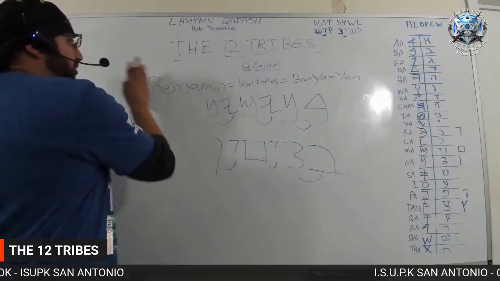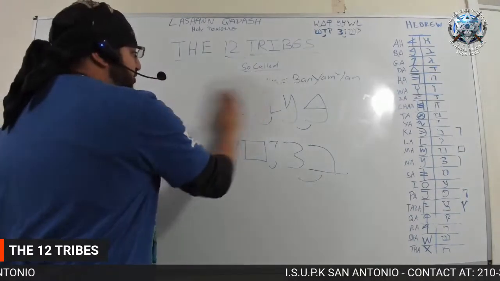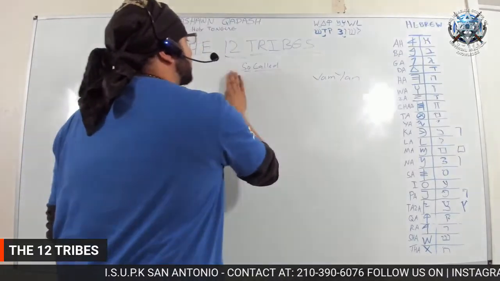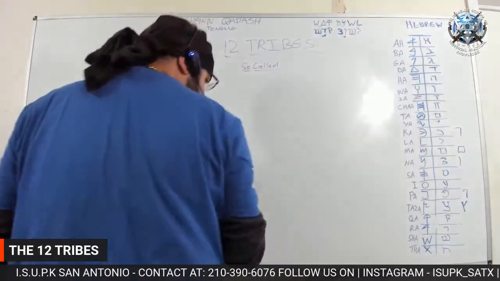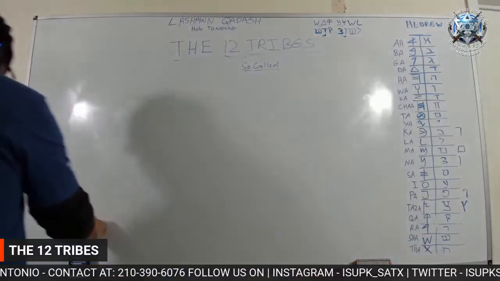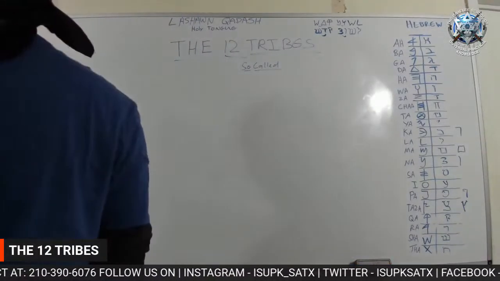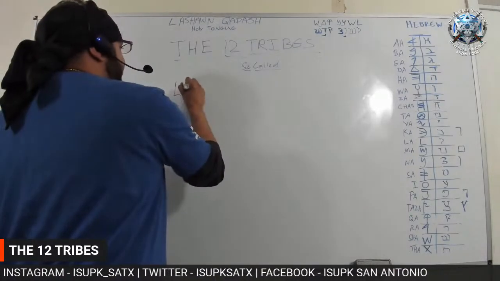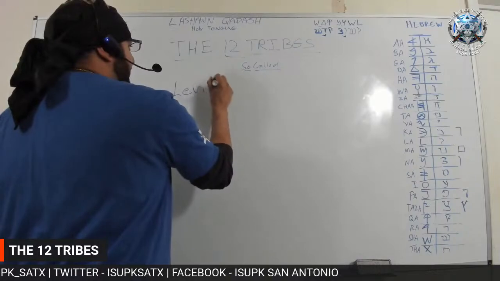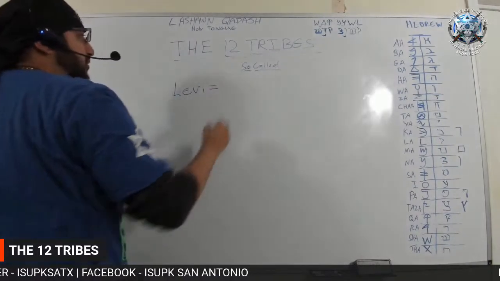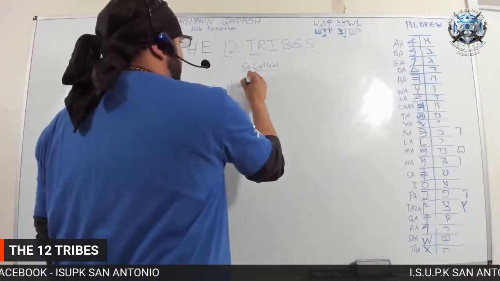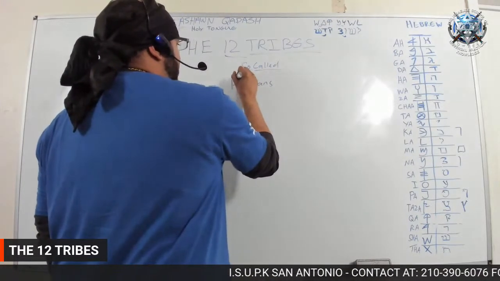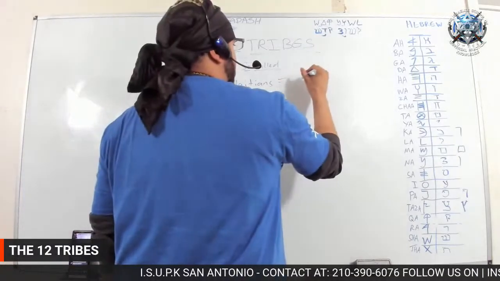Okay, Banyamyan, tribe of Benjamin, so-called Jamaicans, Trinidadians, Tobago, those are the West Indies. Next tribe, Levi. Levi, so-called Haitians.